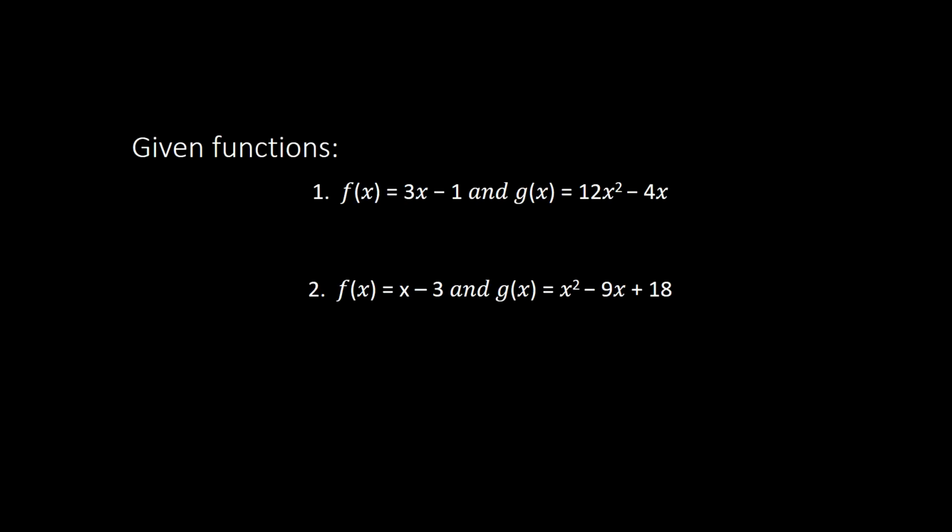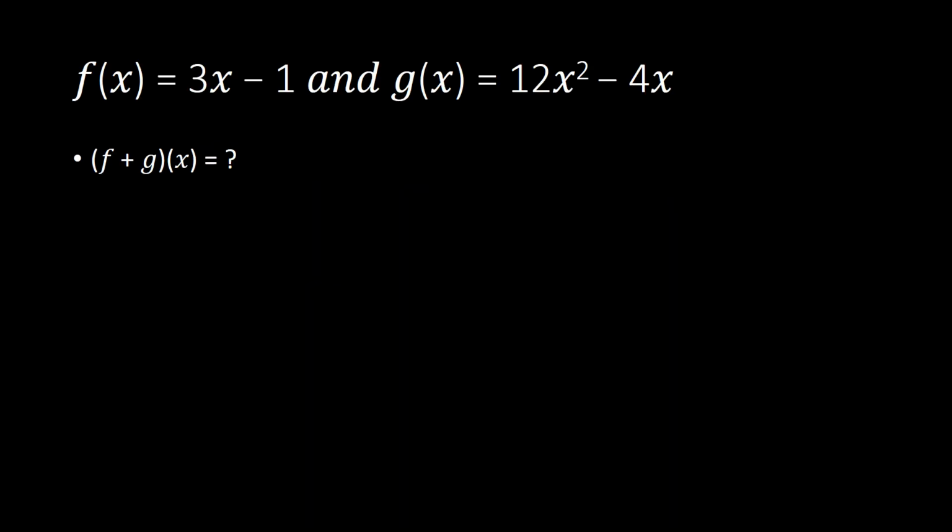This is a discussion on written work 1.2 answers on operations of functions. So let's start with the first set of functions. f of x equal to 3x minus 1 and g of x equal to 12x squared minus 4x. We are adding our functions here, the two functions.